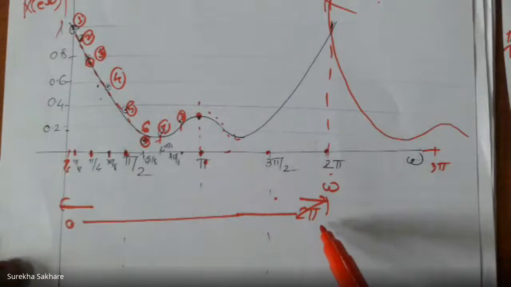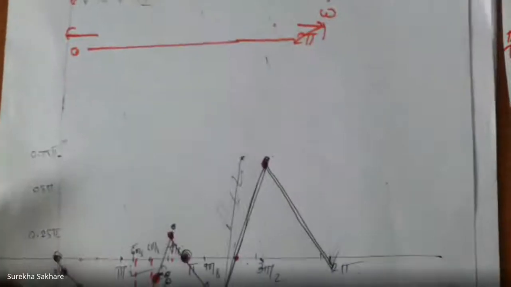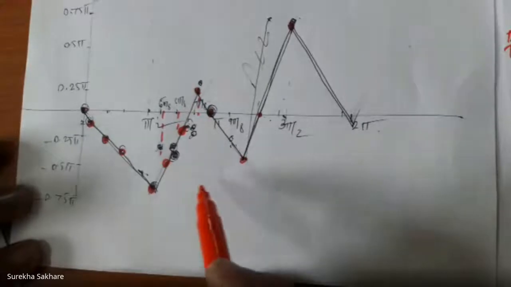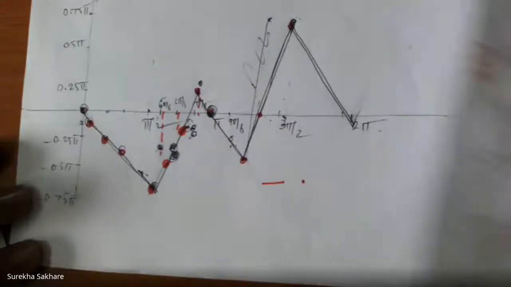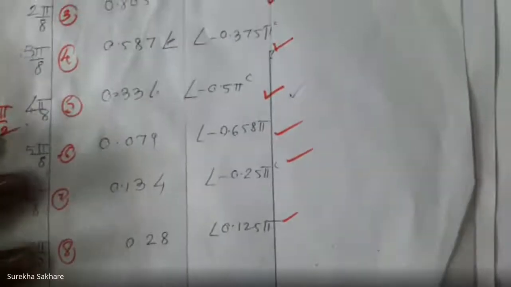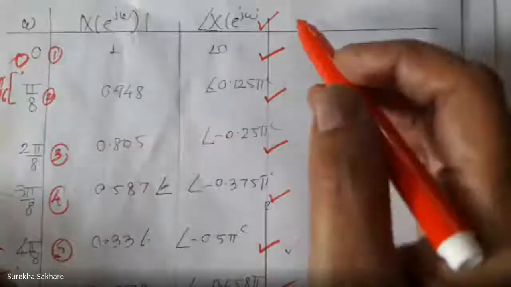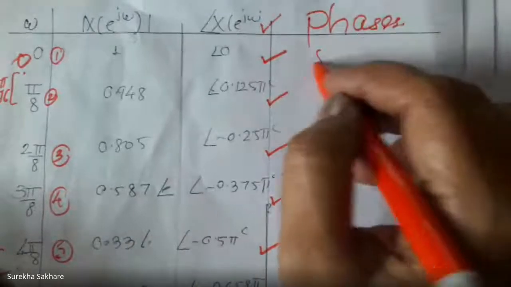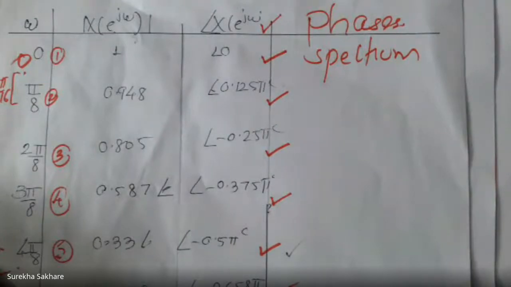Similarly, if you go for the angle plots, the angle plot is also in this fashion. So I will not explain this. We can plot it from the readings that we have. These are the readings, is it not? So we can plot. If I plot these angles for different omega values, you can get the phasor spectrum. So this is the phasor spectrum.